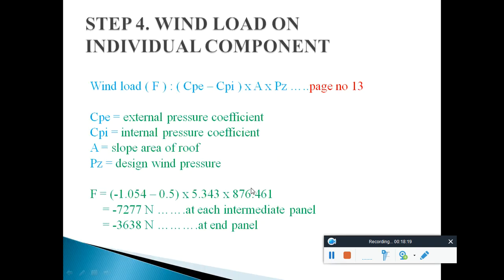So this is all about the wind load, and we have solved one problem. I hope you have understood the problem.